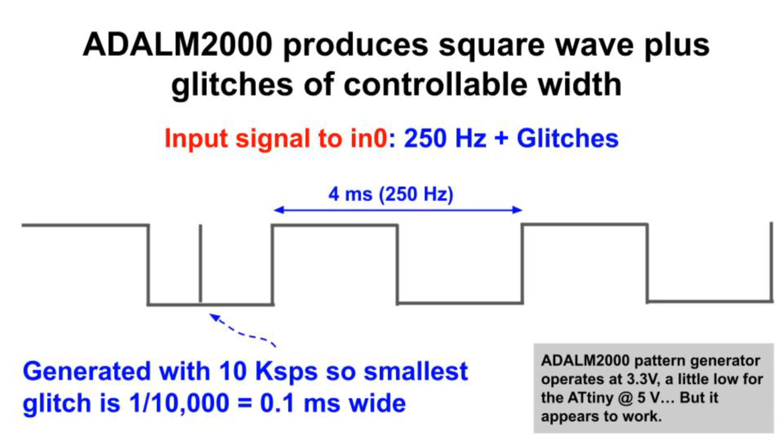Our CCL input signal from the ATALM2000 will be a 250 Hz square wave to which I can add glitches. Our smallest glitches will be 1/10 of a millisecond wide.